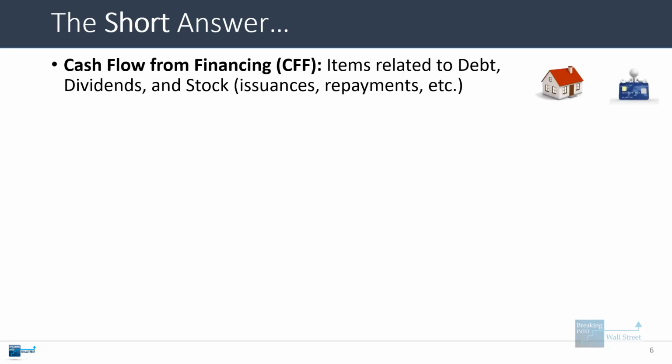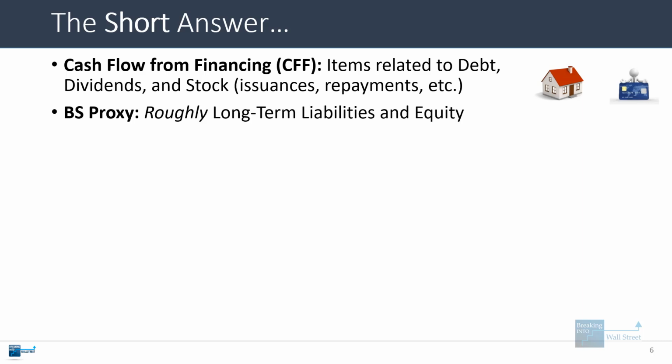Moving down, once again, there's cash flow from financing, which includes items relating to debt, dividends, and stock, such as stock issuances and repayments for the debt and stock repurchases, for example. This roughly corresponds to long-term liabilities and equity.